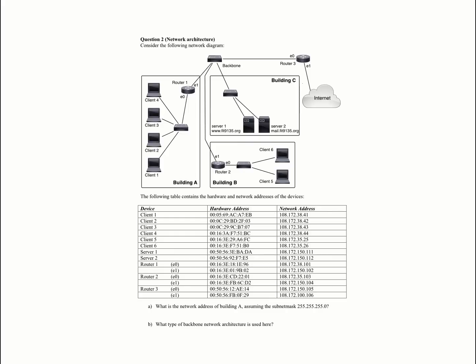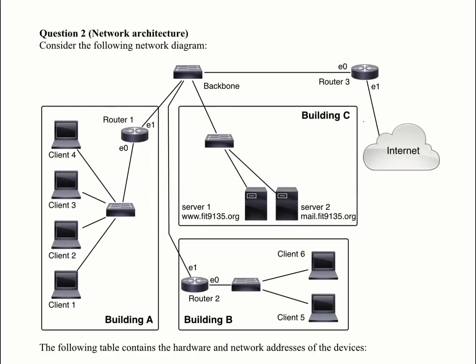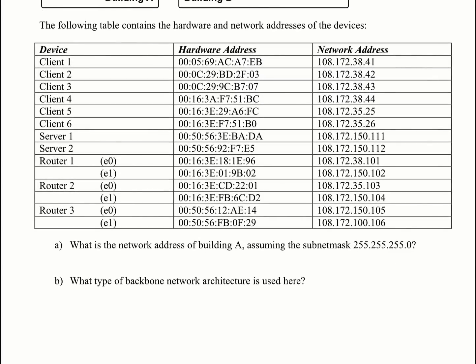So here's the question. We've got a network with 3 separate LANs in the 3 buildings. Building A and B have a router each, while building C is connected directly to the backbone network. And then there's another router that connects the entire network to the internet. We're also given a table with the MAC and IP addresses for each of the interfaces. And the first 2 questions are just about the backbone network, and I hope you can figure them out on your own. You can also look at the sample solution.